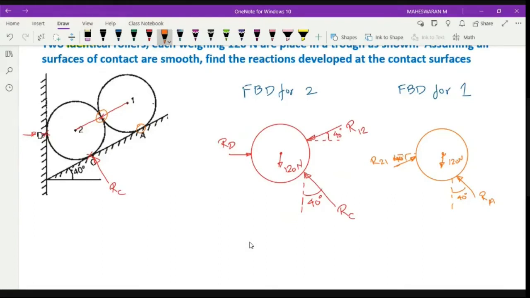As we discussed earlier, the thumb rule is to identify the body which has the minimum unknowns. How many unknowns are here in sphere 2? 1, 2, 3. We got 3 unknowns. If I consider sphere 1, you have only 2. So the first thing is I have to solve this one, then only can I solve the other one. Right, we will proceed.